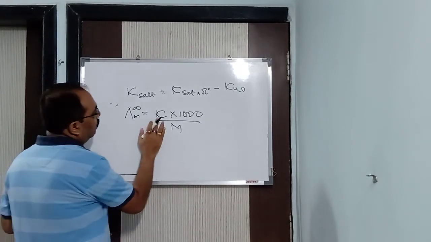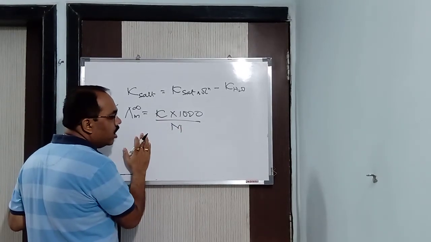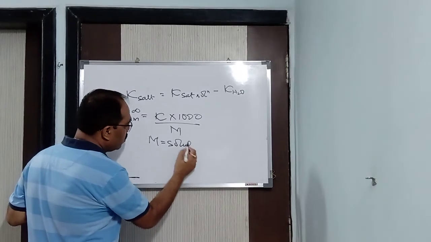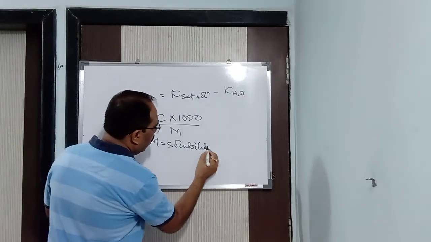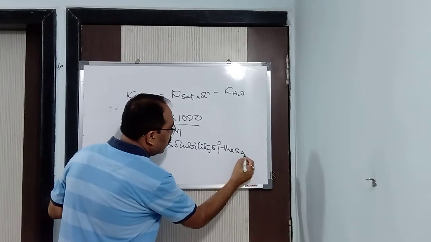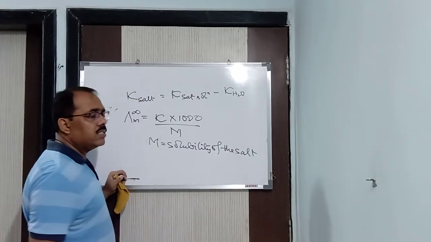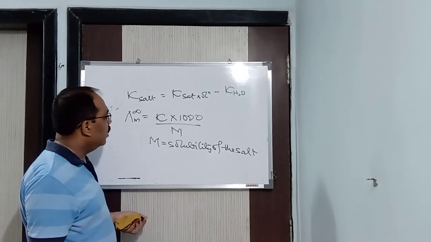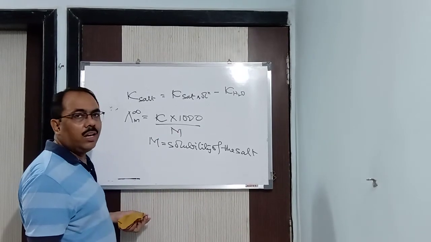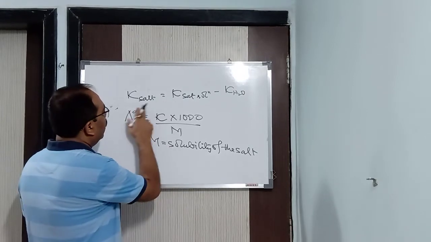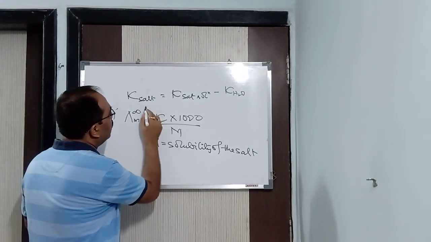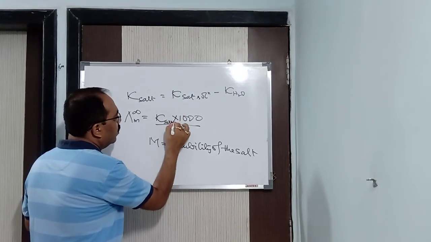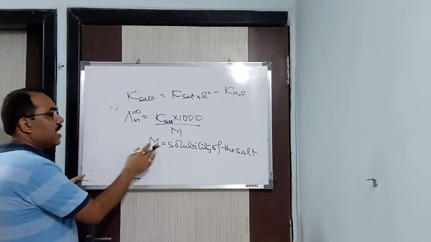Done. Now kappa into 1000 by M. M is what here? M is the solubility of the salt. Why? Because solubility is measured in molarity. M is also measured in molarity. So in this way, what is kappa here? Kappa is nothing but kappa salt. Not kappa simply, you will write it as kappa salt. Now it is clear. So M stands for solubility.